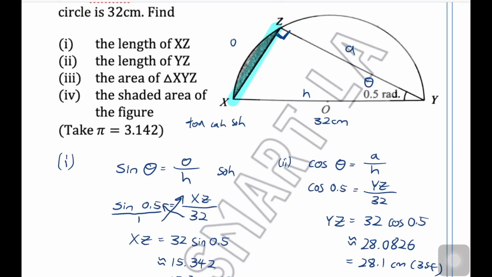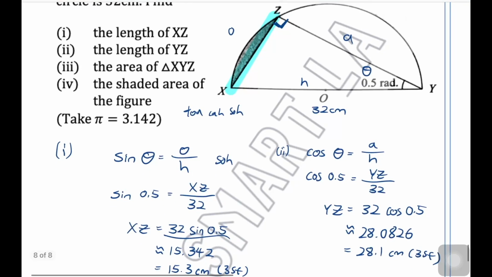So when I cross multiply, sine 0.5 will multiply by 32, so that gives me 32 sine 0.5. And then 1 will multiply with XZ to give me XZ, right? So after that, this 32 sine 0.5 will be here, and then XZ will be on the right side. But because they are equal, they are essentially the same thing, I can swap them around, and they will still be equal, right? So that is what I did over here. Okay, so backtrack. With that, you will get this.